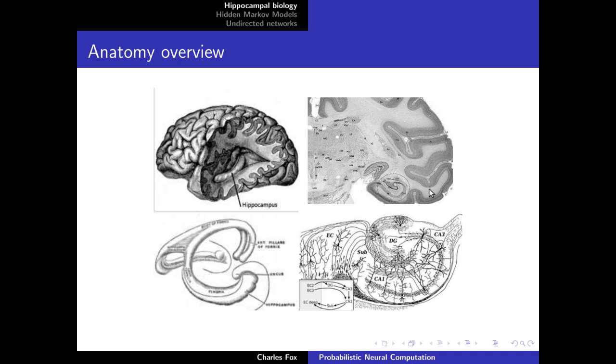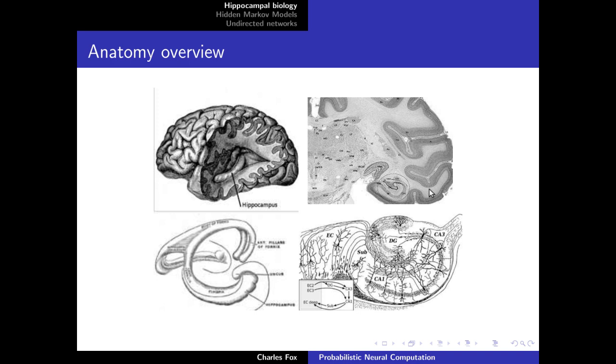So the names of these structures: there's the entorhinal cortex, which is the major input structure to the hippocampus. Then there's a pathway leading through this structure, the dentate gyrus, through to CA3. Then the signal comes back down through a region called CA1 and back to entorhinal cortex. There's another area called subiculum that I'd like to mention at the end. The classical view of the structure is there's a loop.